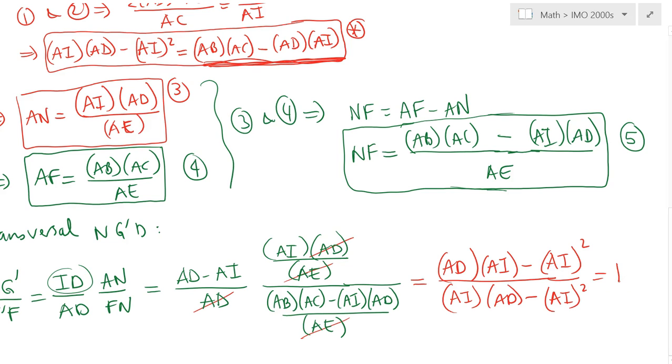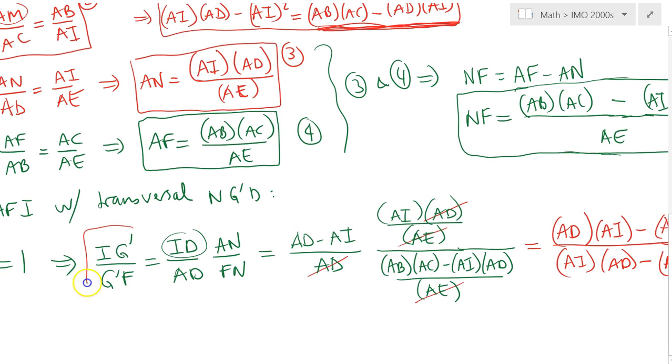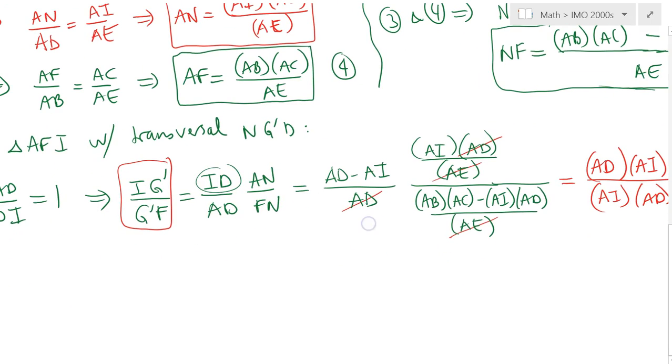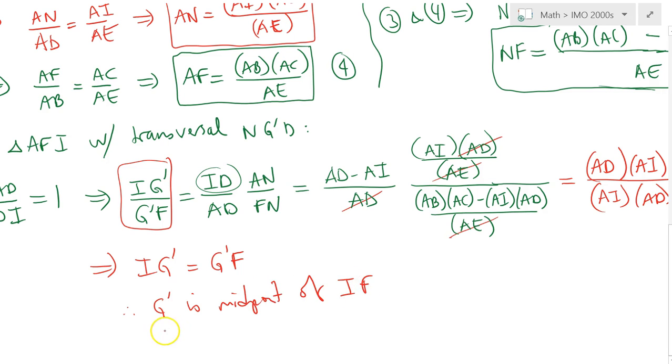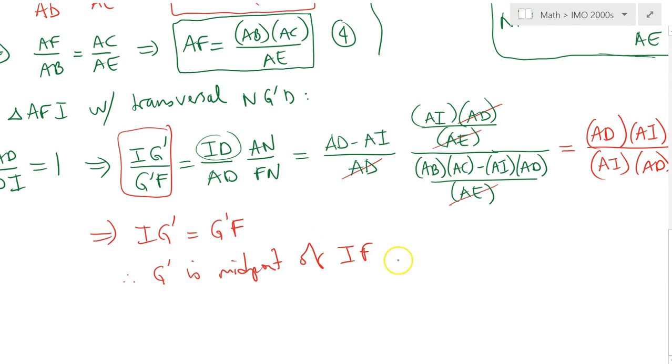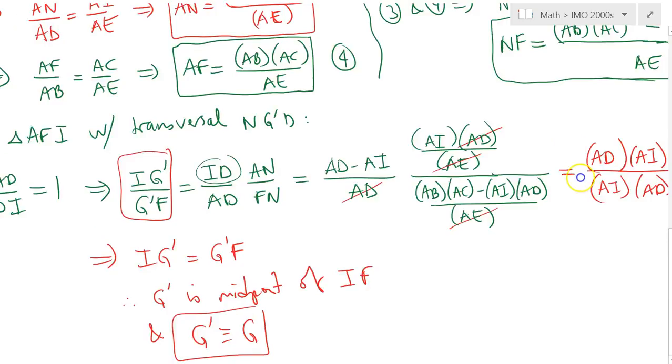So looking at our expression, that immediately implies that IG prime is in fact equal to G prime F, suggesting that G prime is the midpoint of IF, and as such G prime has to be identical to G, and that is exactly what we needed to show.